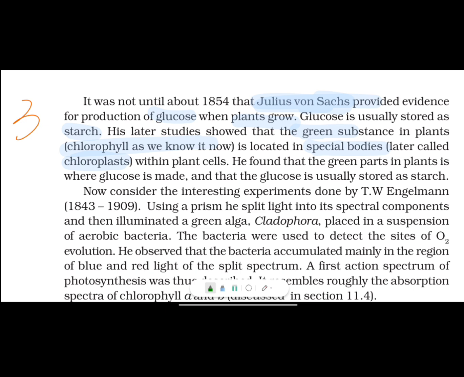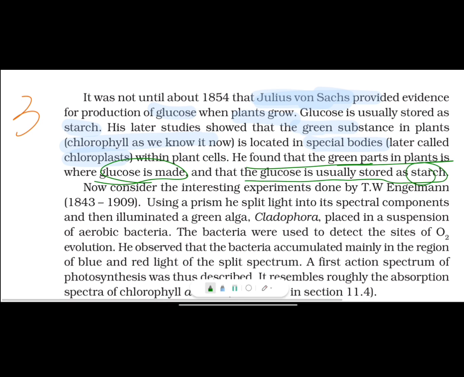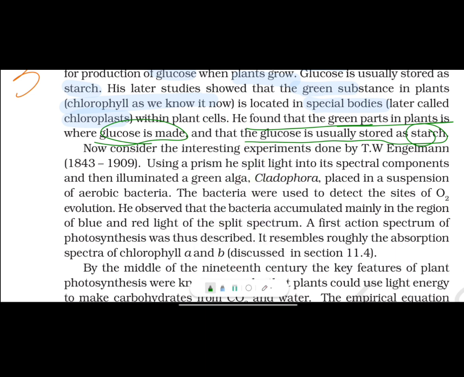Within plant cells, he found that the green parts of plants are where glucose is made, and the green parts are nothing but the chloroplast, and the glucose is usually stored as starch. Next, let's move to the fourth experiment.